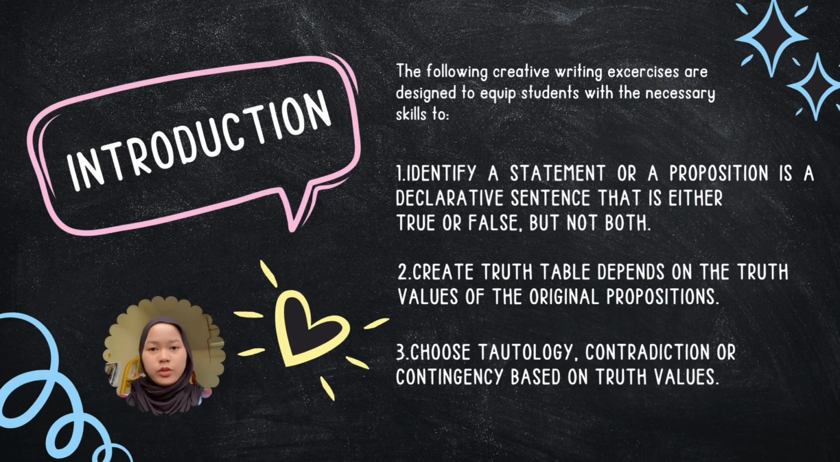First and foremost, introduction. The following creative writing exercises are designed to equip students with the necessary skills to: 1. Identify a statement or proposition, which is a declarative sentence that is either true or false but not both. 2. Create a truth table depending on the truth value of the original proposition. 3. Choose tautology, contradiction, or contingency based on the truth value.